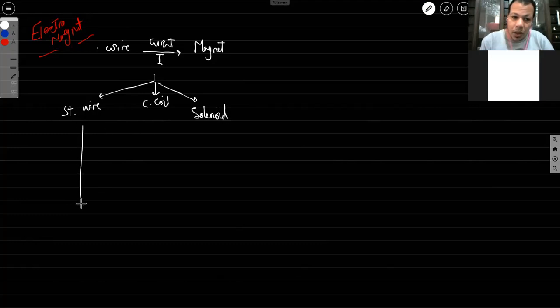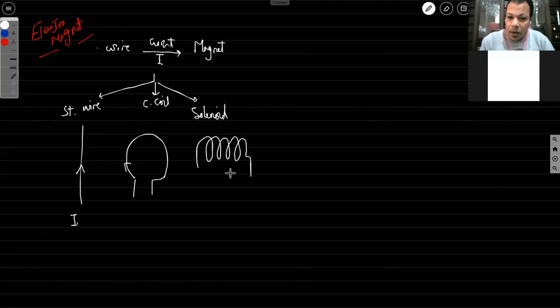By that I mean a wire carrying current, or a circular coil carrying current, or a solenoid carrying current. All of them are the same wire, but we reshaped them. So first of all, we need to see the magnetic flux lines around each.